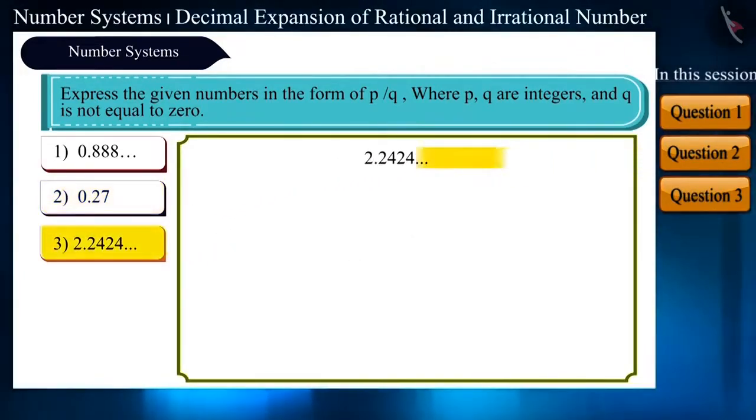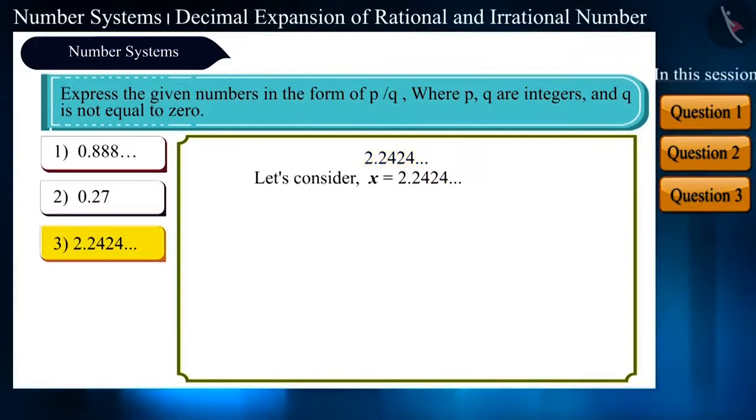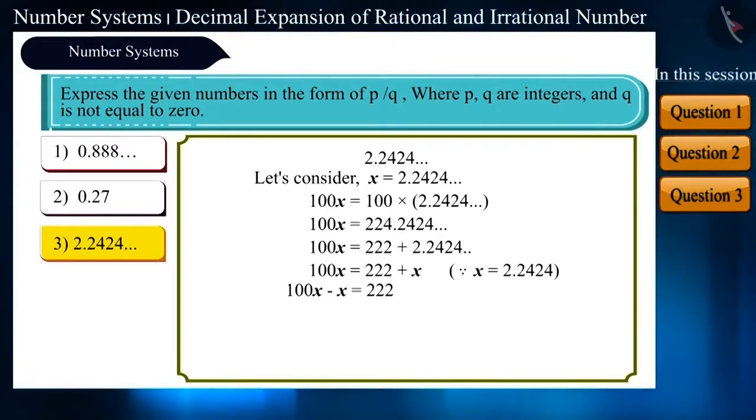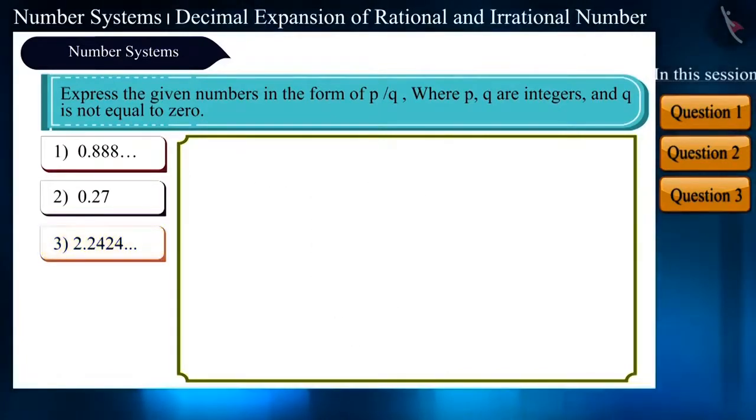Friends, let's take the third number 2.2424. Let's consider it as x. In this number, two numbers, that is 2 and 4, are getting repeated after the decimal. So here we will multiply by 100 and solve it in this way. We get x is equal to 222 by 99.